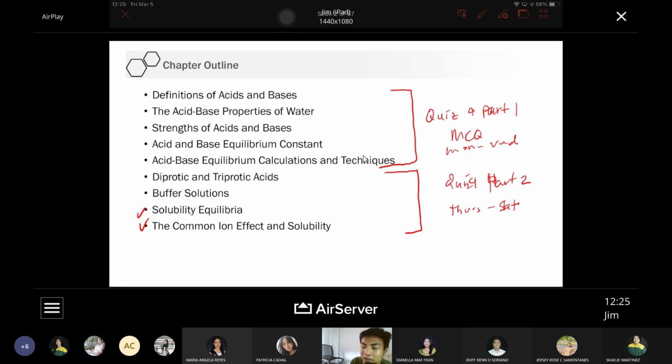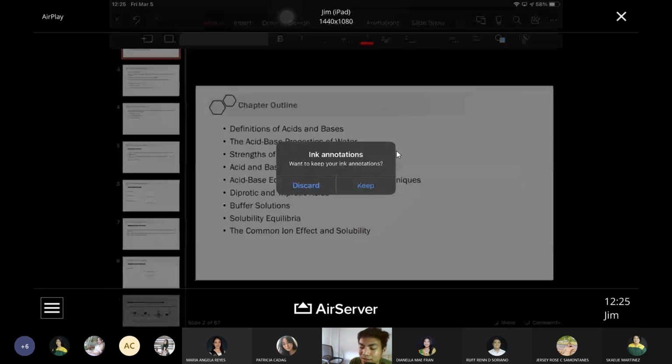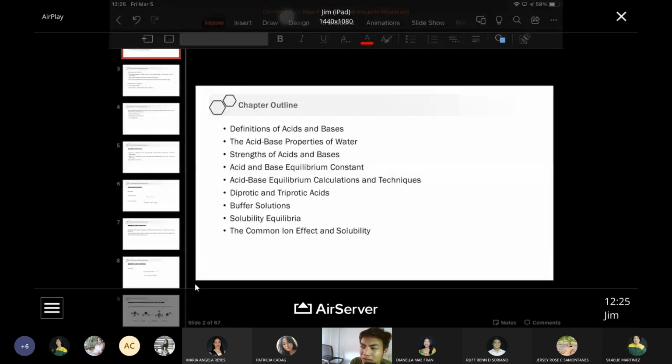So, sensya na, sabay-sabay, no? Ganun talaga, no? So, wala tayong magagawa. May suspension nakaraan, no? Kaya, yan. Okay. So anyway, again, on Monday, we will discuss the solubility equilibrium and the common ion effect. Yung diverse ion effect, sa lecture yun i-discuss. Hopefully, tapos nyo na. Okay, and yan.